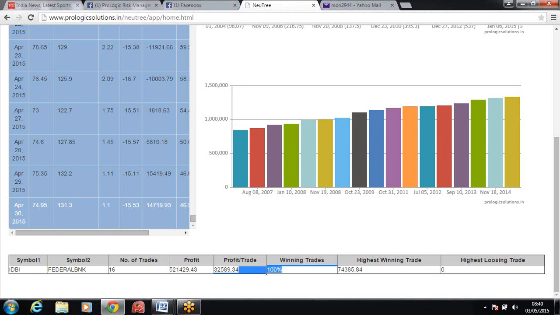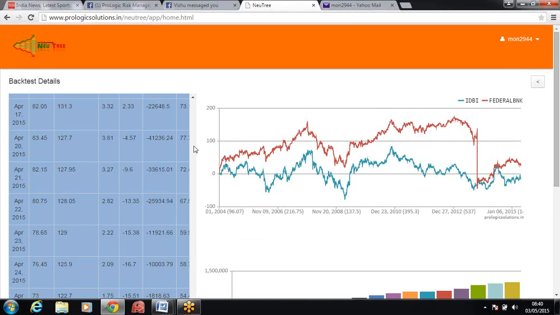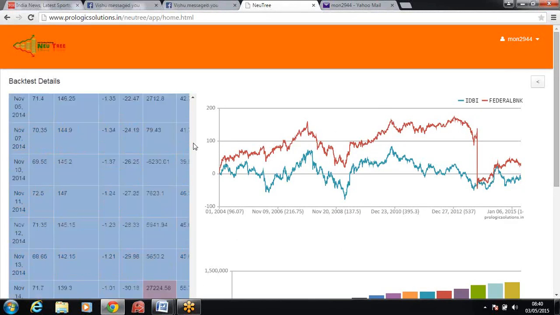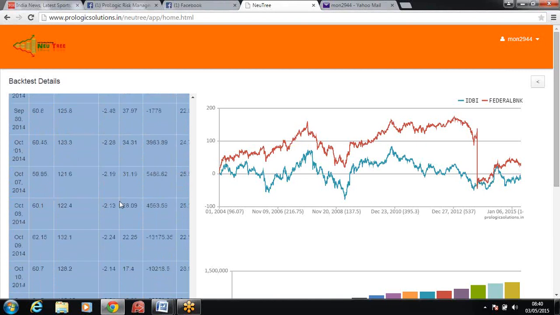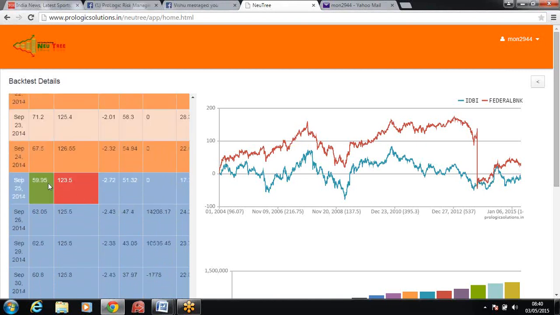So let's see the other 15 trades that we have on this particular pair. I'm just going and looking for the next trade we had. We had this particular trade again on September 25th, 2014. It is IDBI buy, and we had to short Federal Bank. You can see that here the correlation is 51%. The safest trade will be 70%. You should always look at 70%.